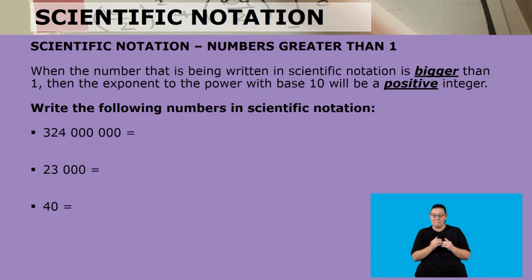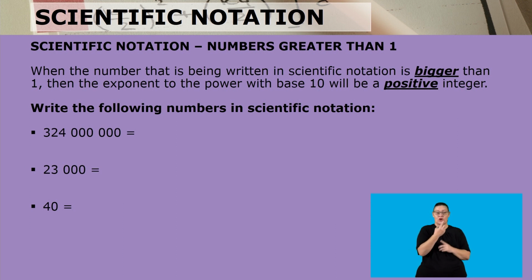Now let's look at scientific notation when the numbers are greater than 1. So when the number that is being written in scientific notation is bigger than 1, then the exponent to the power with the base 10 will be a positive integer. Let's look at the following examples. Write the following numbers in scientific notation. Do you remember those 3 points to make sure that we successfully write our number in scientific notation? Well, firstly, we need to make sure that the decimal that we are working with is between 1 and 10.